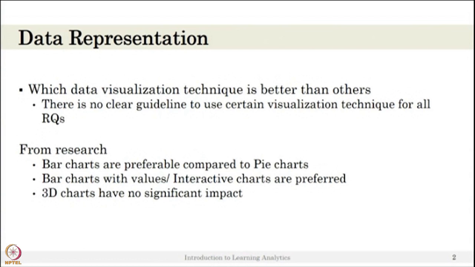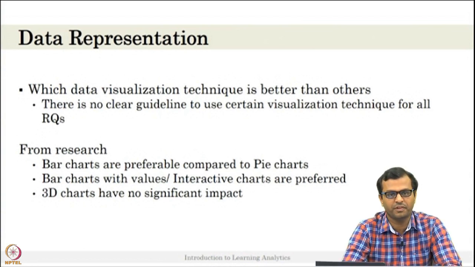Apart from research conducted to analyze which type of chart is preferred by users, which chart has less cognitive load, or which chart gives more insights into the data, there are a few bullet points I reported here. That one is, bar charts are preferable compared to pie charts in general. But there are some places where pie charts are really useful, and some places where bar charts are really useful. We'll look at an example for that.